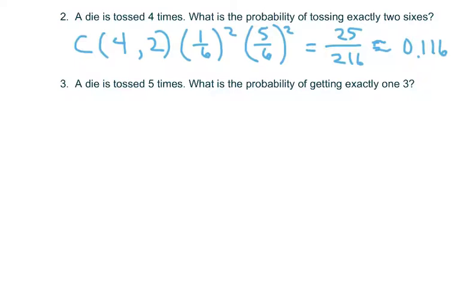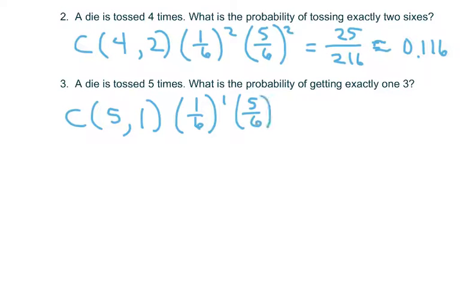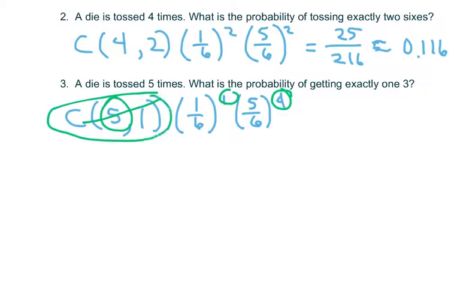Okay, a die is tossed 5 times. So 5 times, and we want 1, 3. So that's going to be 1/6 to the first power and 5/6 to the fourth. And again, these two numbers here should add up to this. And this equals 5. And so I wouldn't put this part in the calculator. You should know this one too. So that one's going to be 6. Just make your life easier with that calculator.